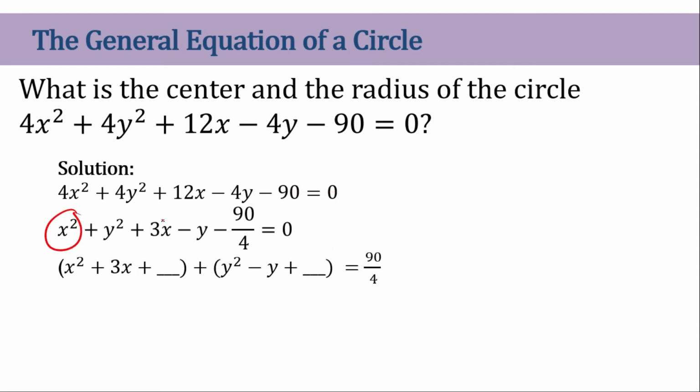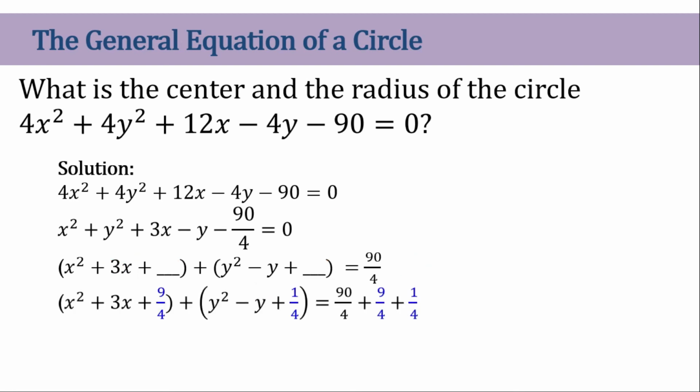Now, I combine the x's, x squared plus 3x, plus something that would make this a perfect square. Now, y squared minus y plus something that will make it a perfect square. 3 divided by 2 is not a whole number, so we'll just square 3 over 2. 3 squared is 9 and 2 squared is 4. 1 divided by 2 is 1 half. 1 squared is 1 and 2 squared is 4. So you add 9 over 4 here and 1 over 4 here. So that's how we do this.